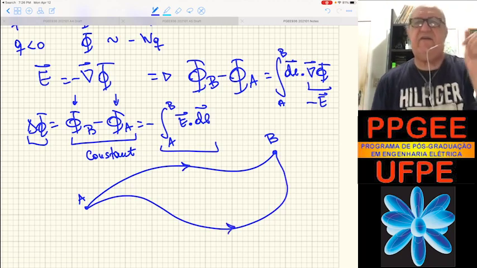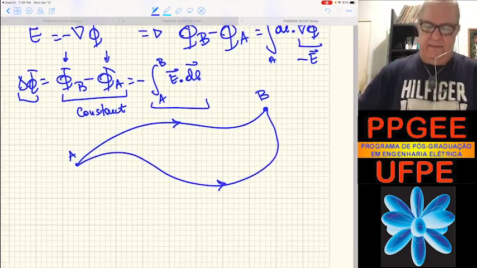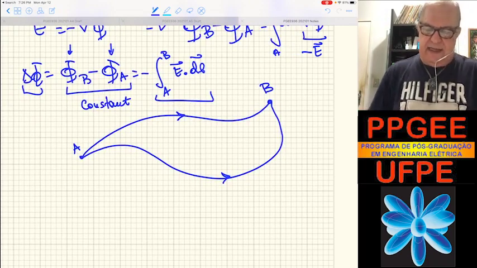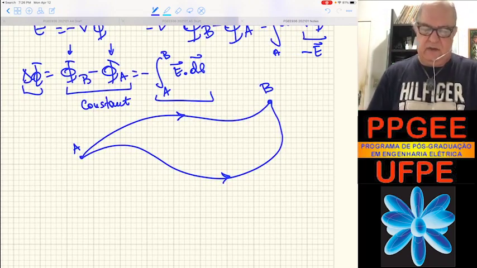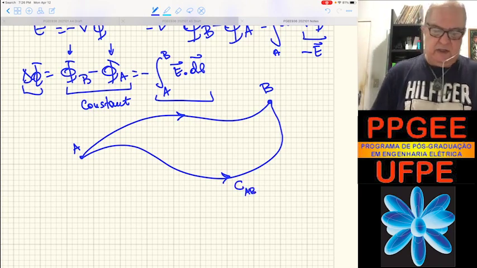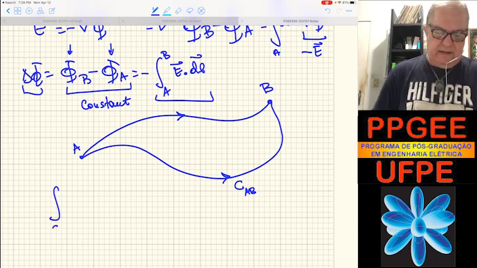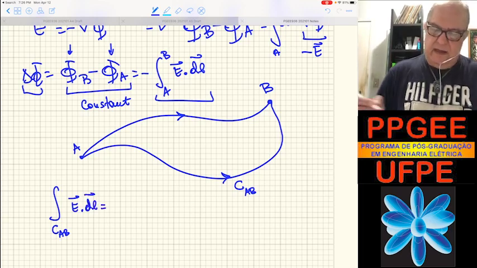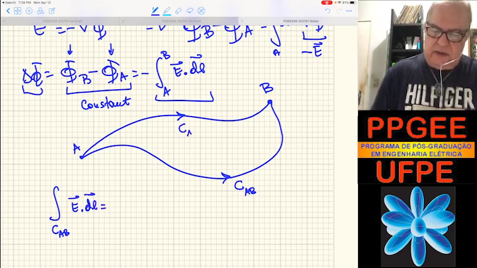That's the property of a conservative field. Because if I go from A to B like this, and go, let's say, through CAB, let's call this one CAB, the integral through CAB of E dL is equal to the integral through CAB prime, right?